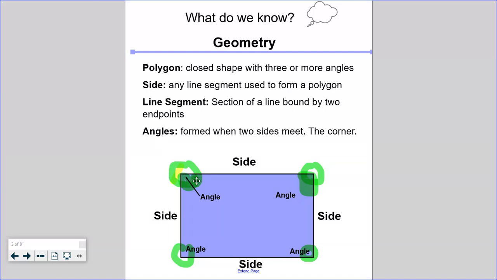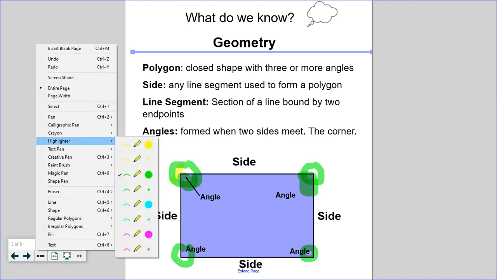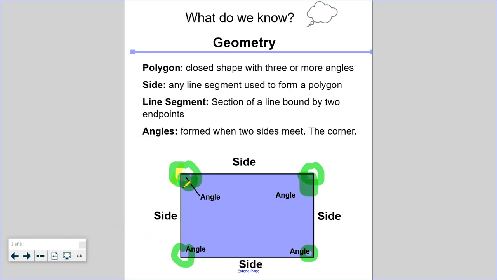The angles are what are formed when 2 sides meet. And you can see my messy drawing here. Let me see if I can pull out a different color to show you. Let's try with this pink color, if it'll let me. So the angle is the space inside where 2 sides meet, okay? It's inside the corner. So this is the angle. It's the space between these 2 sides.